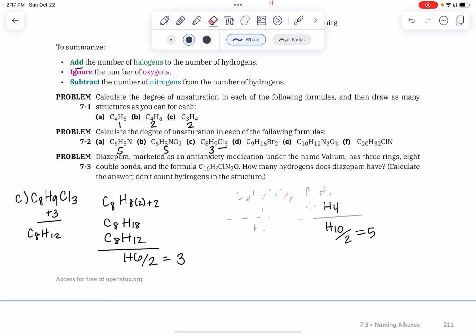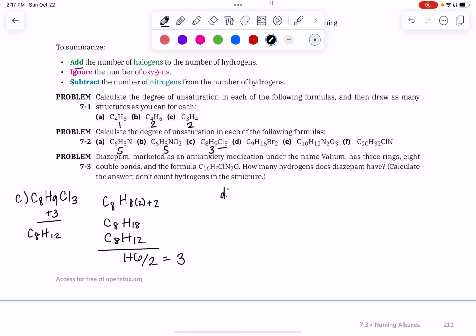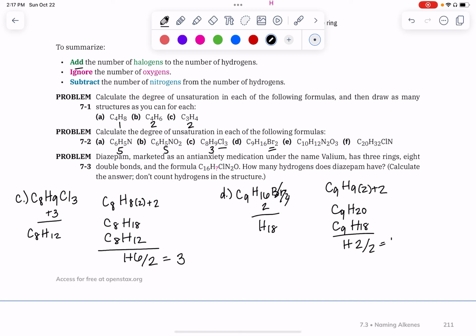If we look at D, we've got C9H16 bromine 2. We are dealing with a halogen, which means we're going to add 2 to the hydrogen count and get rid of that one. It's going to give us H18. So now we know that our C9, H9 times 2 plus 2 gives us C9H18 plus 2 is 20. We can subtract our H18 from it, leaving us with 2 hydrogens. Divide 2 by 2, you get 1. This is 1 degree of unsaturation.